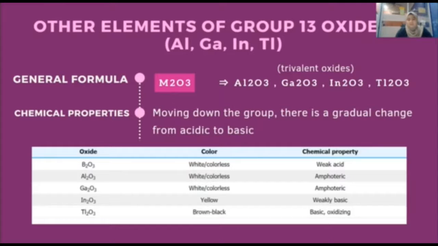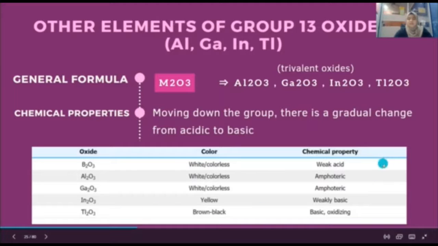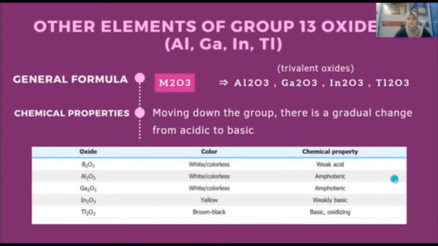The chemical properties of the oxides follow the trend from acidic to basic when moving down the group. As you can see in the table, from boron oxide to thallium oxide, there is a gradual change from acidic to basic. Boron oxide is the only acidic compound in group 13. Aluminum oxide and gallium trioxide are amphoteric, which means that they are able to react as both acid and base. Indium trioxide and thallium trioxide are both basic compounds.